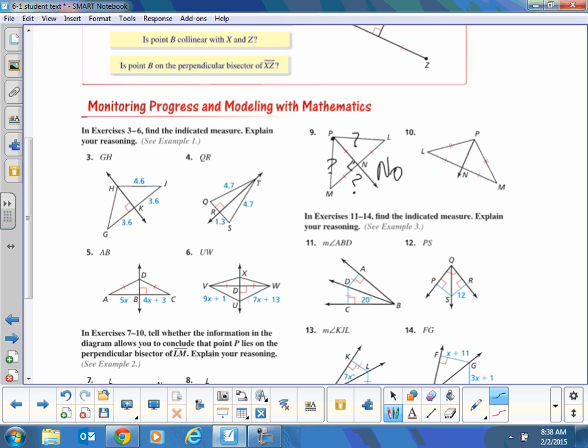This one? Yes, because your two sides are equal length to L and M. Good. These are equal length, and because this is equal distance to the endpoints, then it must be hitting it at a perpendicular angle. It forces it to. That was the converse. Remember, the converse said if a point is equal distance to the endpoints, then it's a perpendicular bisector. Point P. So yes.